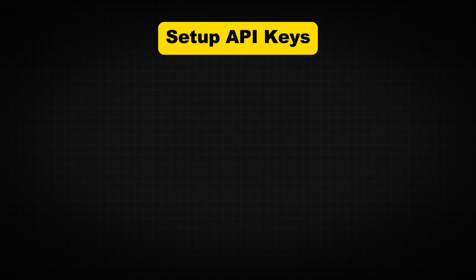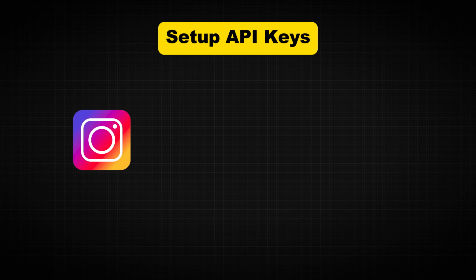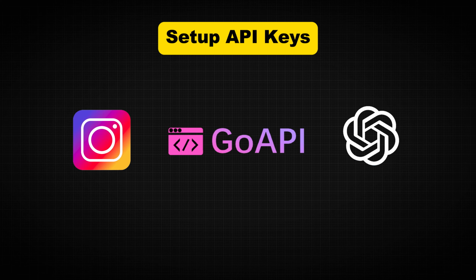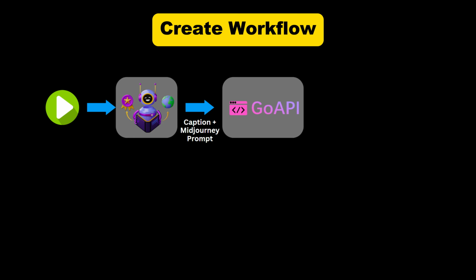Next, we will set up the necessary API tokens for Instagram, GoAPI, MidJourney, and OpenAI. These tokens will enable our workflow to interact with these services. Then, we will create a workflow in N8N. This workflow will start with a trigger and proceed to an AI agent node powered by GPT4o. This node will generate an interesting post description and an image prompt for the MidJourney based on a given niche.